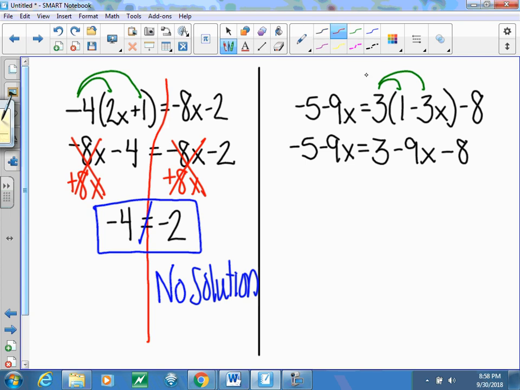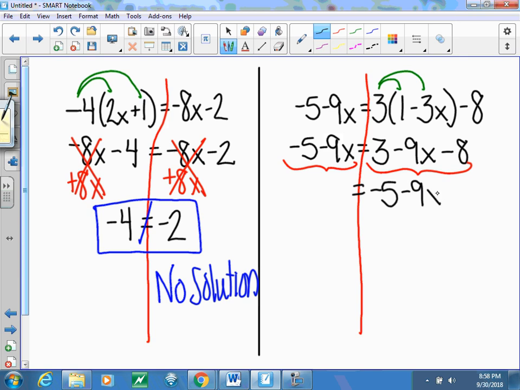I'm going to put a line down my equal sign once again. Over on the left-hand side, there's nothing that I can simplify. I can simplify, however, on the right-hand side. Positive 3 minus 8 would give us -5 minus 9x. So I have -5 minus 9x over on the left as well.